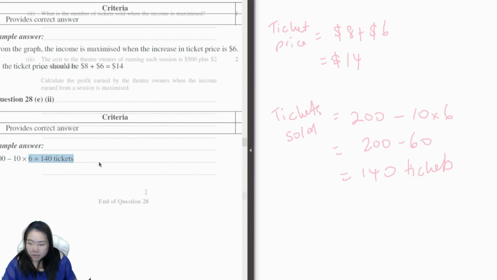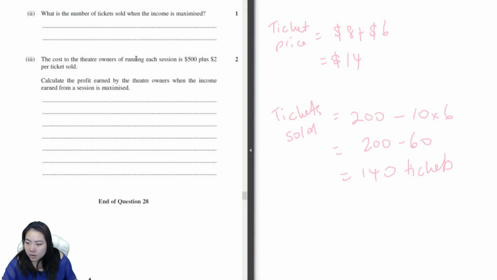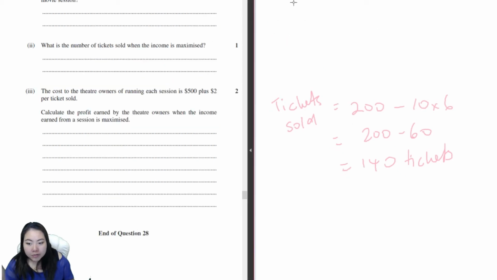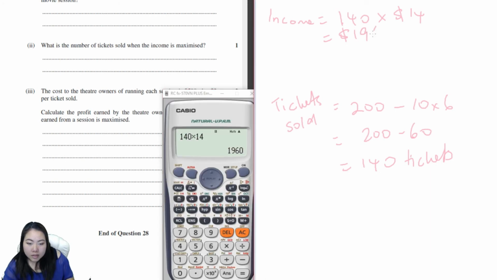Yep, 140 tickets. The cost to the theater owners of running each session is $500 plus $2 per ticket sold. Calculate the profit earned by the theater owners when the income earned is maximized. To find the profit, we first need to find the income, and if they are selling 140 tickets at $14 each, they're going to get an income of $1,960.